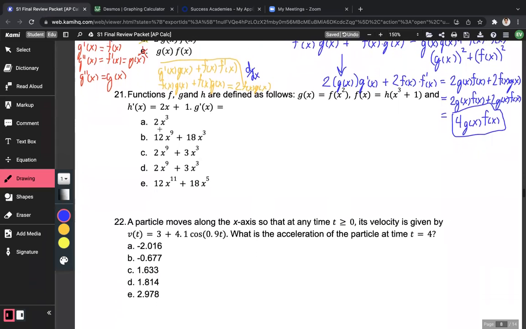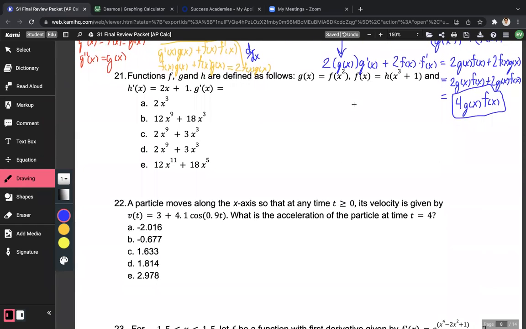Let's move on to 21. This one is a lot of functions, so let's try and keep them all straight. G of x equals f of x squared. F of x equals h of x cubed plus 1, and h prime of x equals 2x plus 1. What is g prime of x? So to keep everything straight, I'm just going to write them all out. So g prime of x will have to equal f prime of x squared.